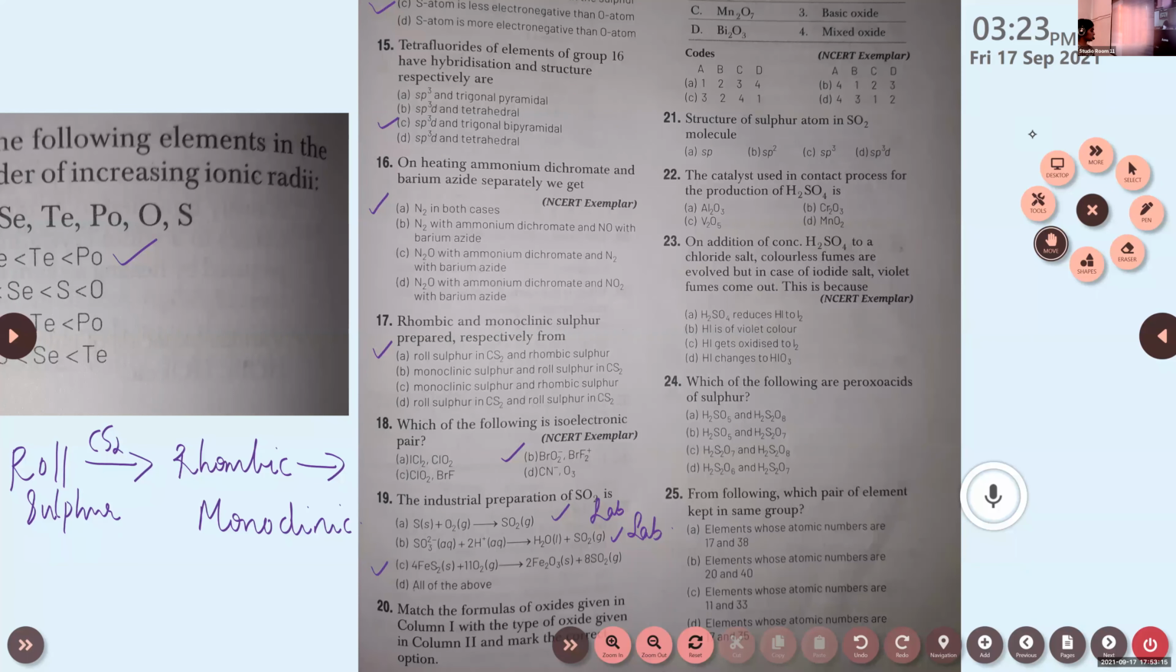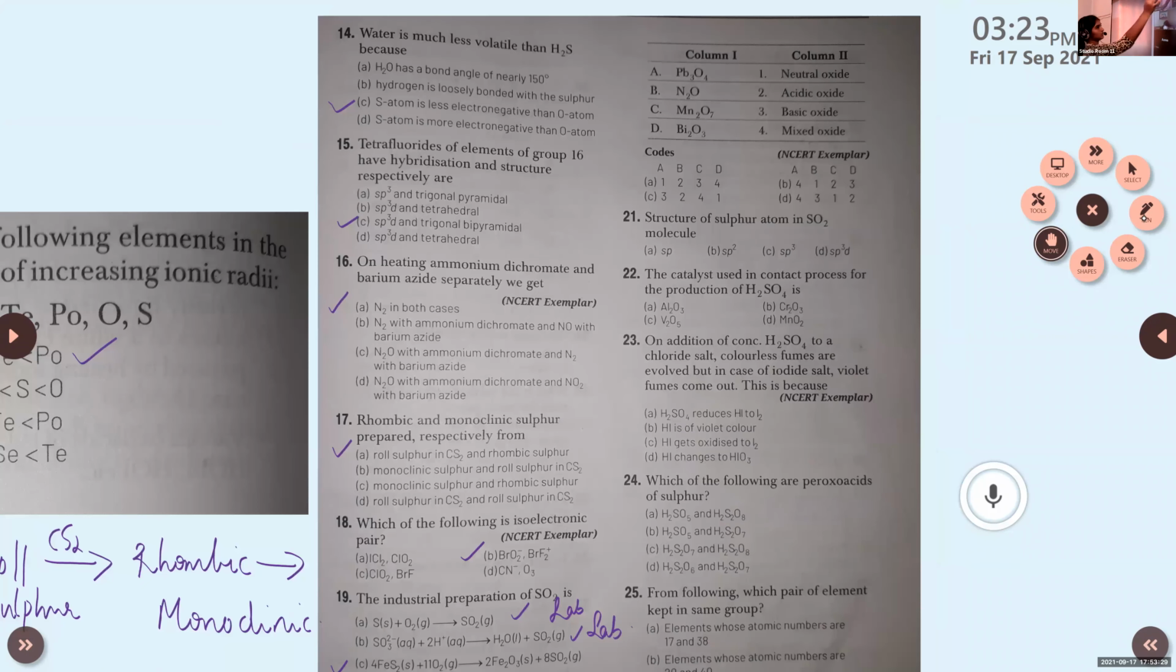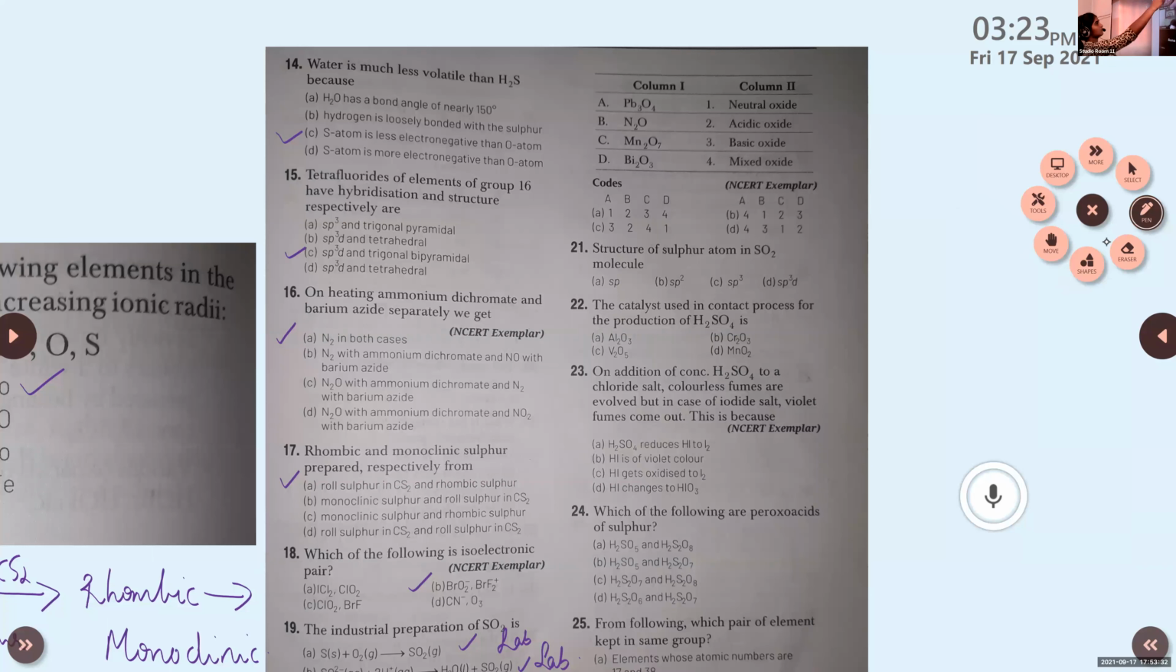Okay. Then question number 20. Match the formulas of oxides given in column 1 with the type of oxide given in column 2 and mark the correct option. Column 1: Pb3O4, N2O, Mn2O7, Bi2O3. Column 2: neutral oxide, acidic oxide, basic oxide, mixed oxide. So you have to identify among these different oxides, which one is neutral, which one is acidic, which one is basic, and which one is mixed.